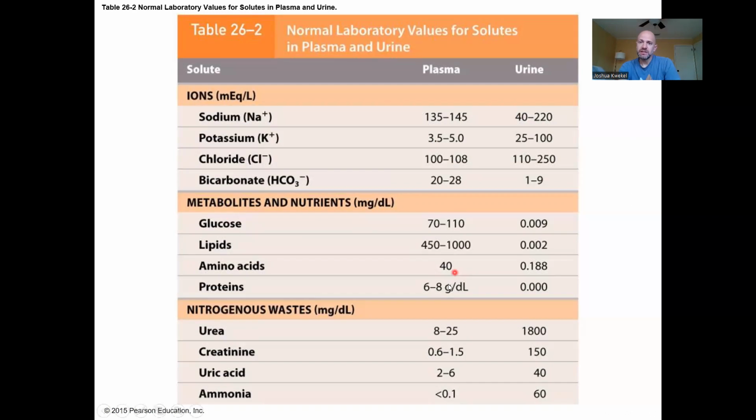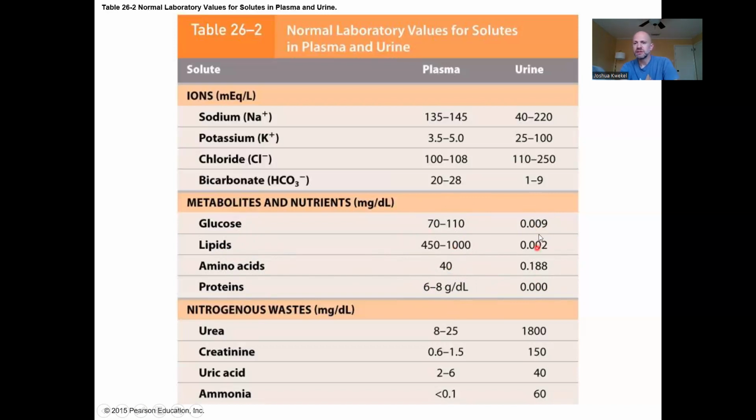Metabolites and nutrients, you can see that the numbers are always big here on the left. Okay, we need these things in the blood, and therefore we do not get rid of them in the toilet because they're valuable to the body. So glucose, lipids, amino acids, proteins, you should see very little of these components in the urine, because our body can use them and we can store them in other places.